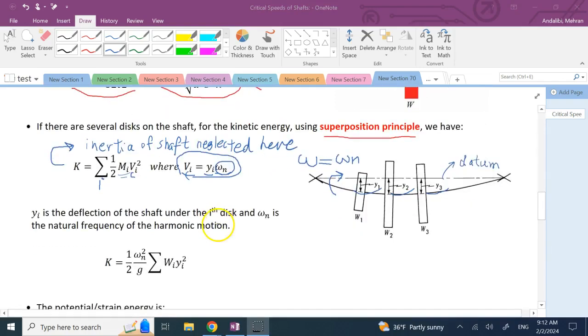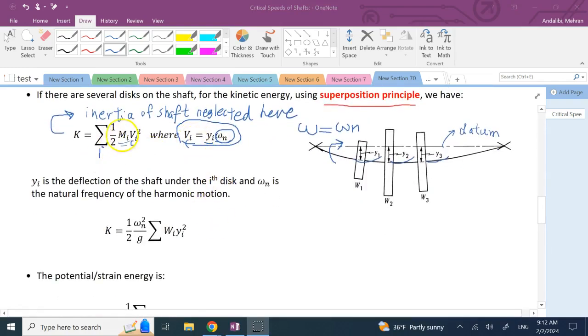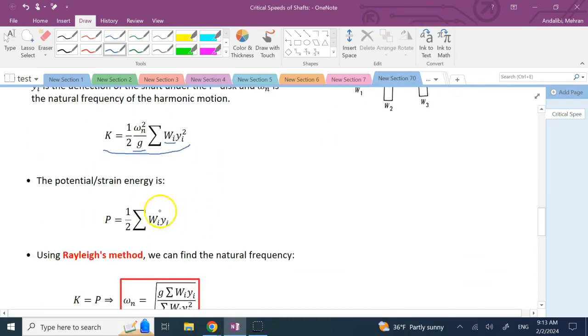Okay, now I'm going to write these m i's as w i's over g, and the reason is the w's are given. So this is the kinetic energy of the system. The strain energy of the system, which is the potential energy, is given by 1/2 w i y i.